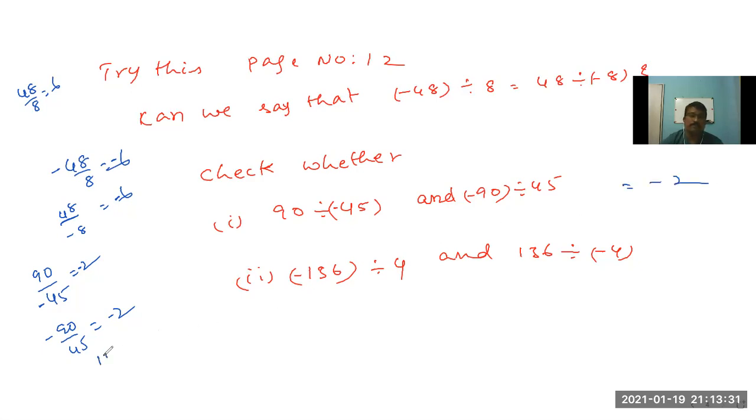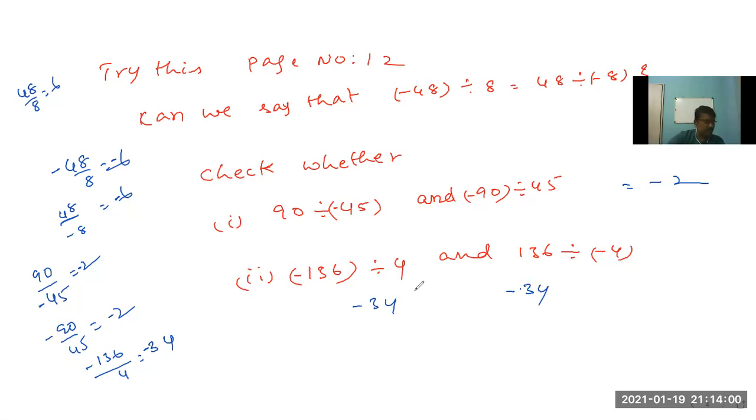136 divided by 4. First you can take 136 divided by 4: 4 times 3 is 12, 4 times 4 is 16, so 34. Then minus 136 divided by 4 is equal to minus 34. So minus 34 is the answer.